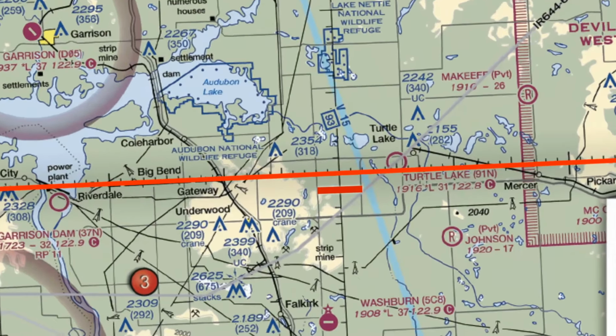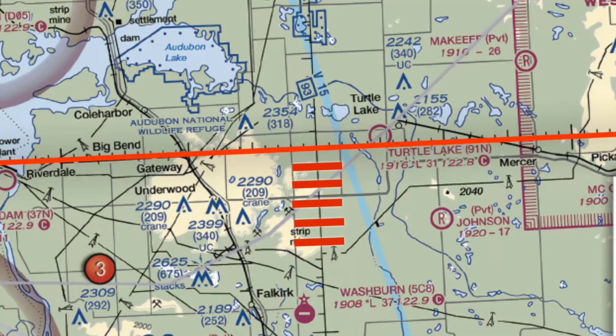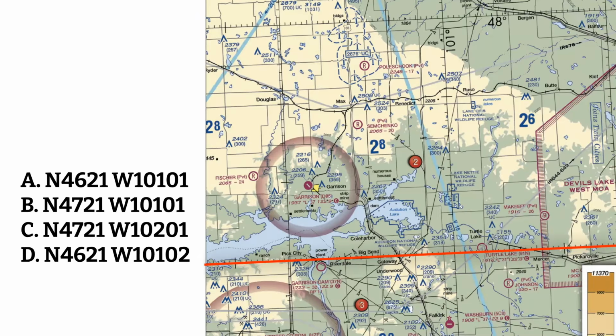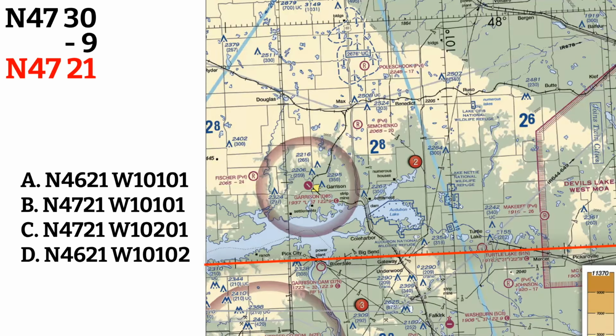Let's see, 1, 2, 3, 4, 5, 6, 7, 8, 9 minutes. So 9 minutes below 47 degrees and 30 minutes. So we can just subtract 9 minutes from 30 to get a latitude of 47 degrees north, 21 minutes.